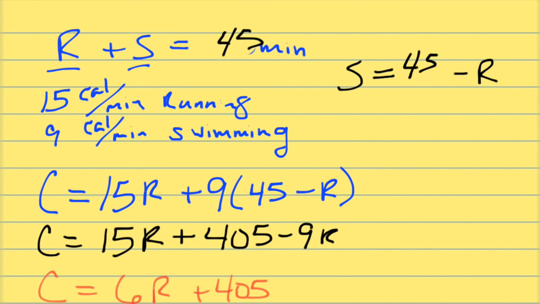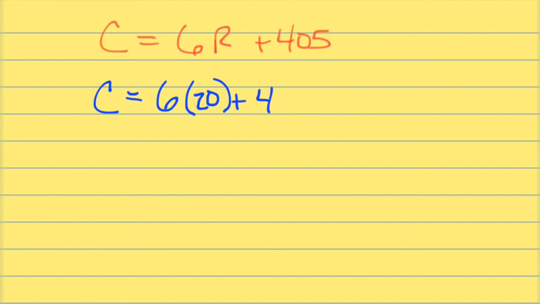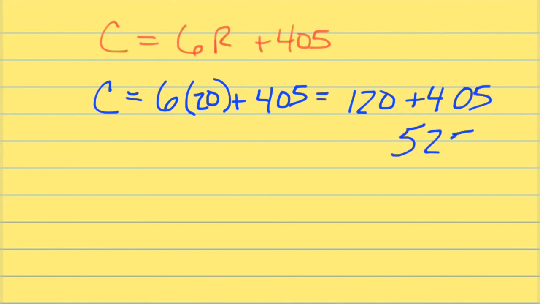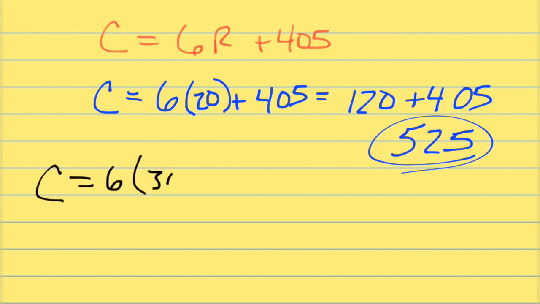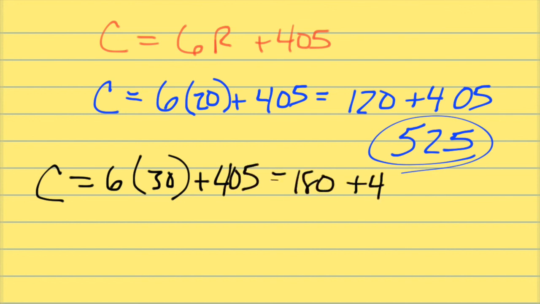Now what we need to do is test that equation for the two values of running that we have. So one part was to see how many calories we burned if we ran for 20 minutes. So we check with 20. 6 times 20 is 120, and 120 plus 405 is 525. The other was to check with 30 minutes. So 6 times 30 is 180, and 180 plus 405 is 585.